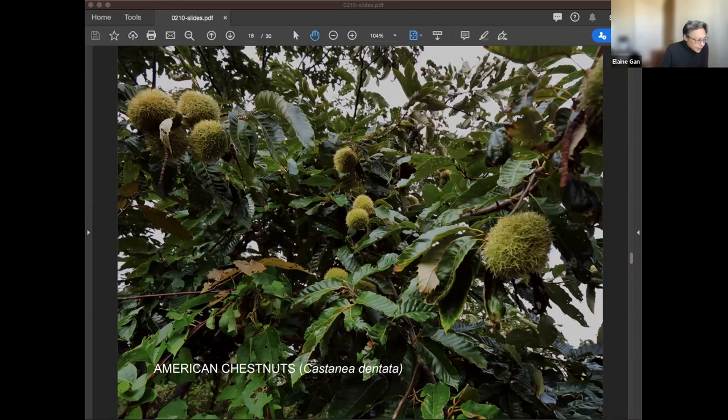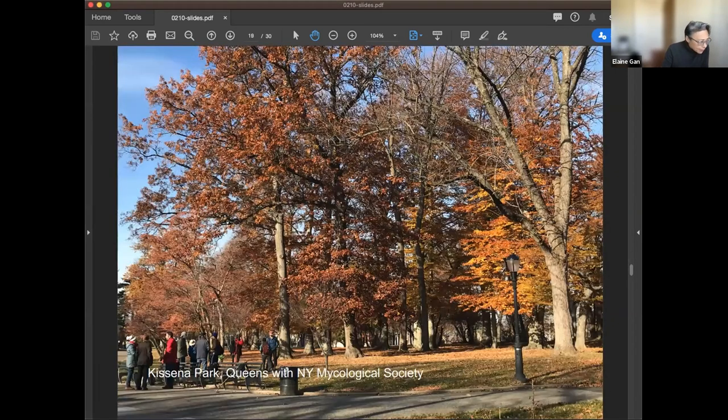And I first became intrigued with this tree in 2019. This is a mushroom walk with the New York Mycological Society in Kissena Park in Flushing, Queens, which used to be the center of horticulture in the United States. So one of the club's best mycologists on this walk, whose name is Tom Bigelow, casually mentioned that we were foraging on the former grounds of plant nurseries that had supplied the trees for New York's first parks.